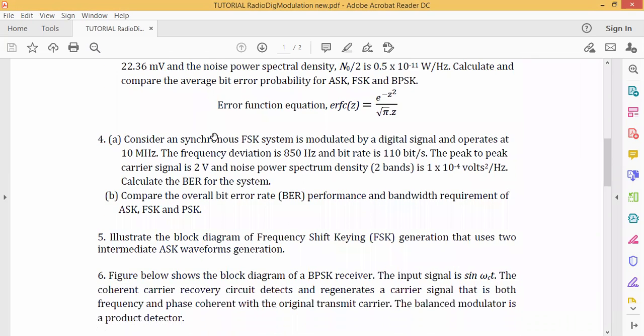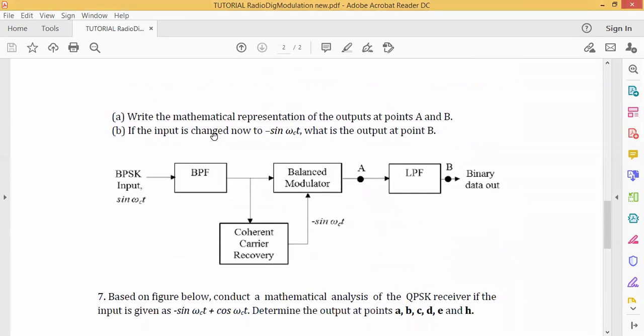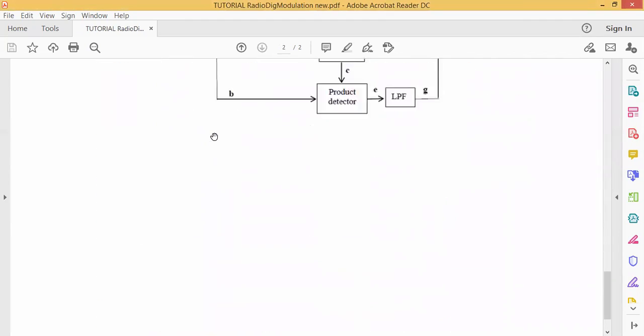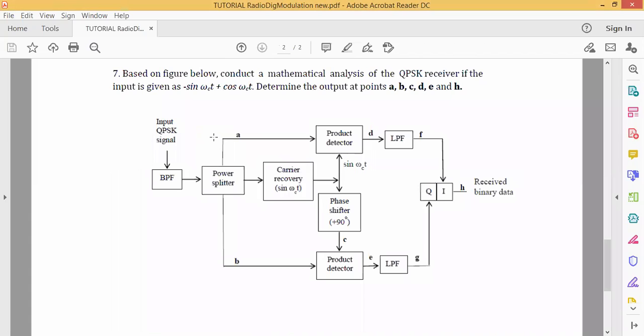Okay, the rest is FSK, PSK. Okay, and then finally the block diagram. Okay, this last question. Okay, so you're given a QPSK receiver and the input is given as minus sine omega ct plus cos omega ct. Determine the output at points A, B, C, D, E, and H.